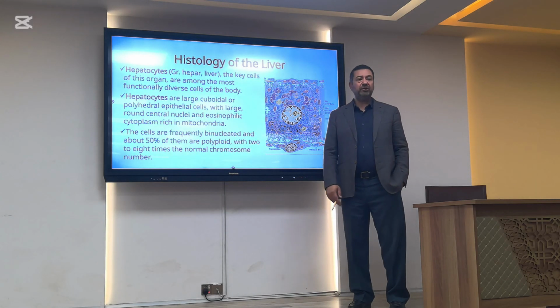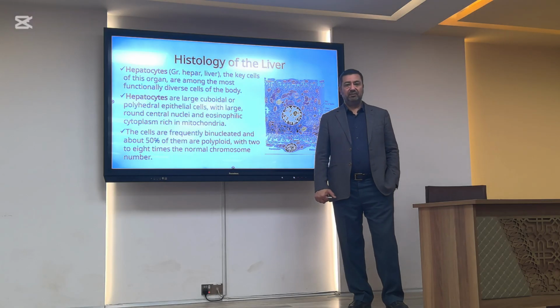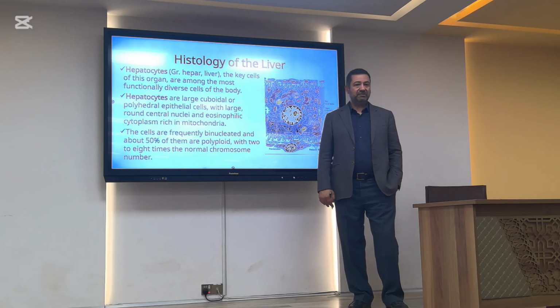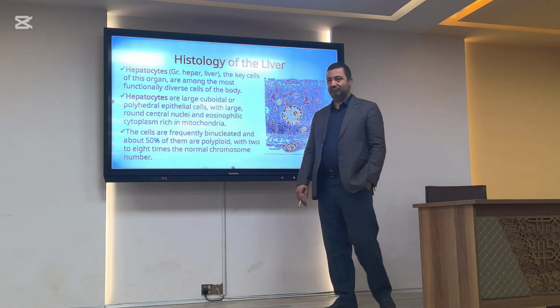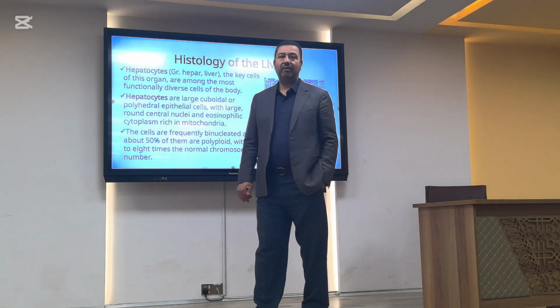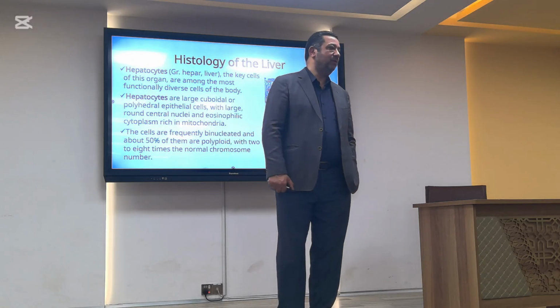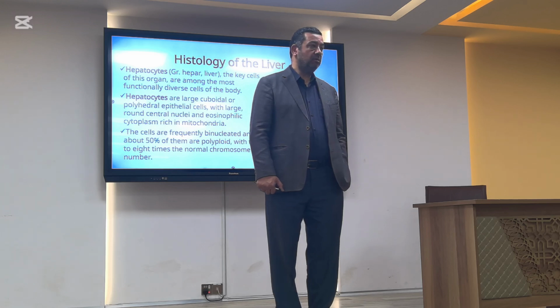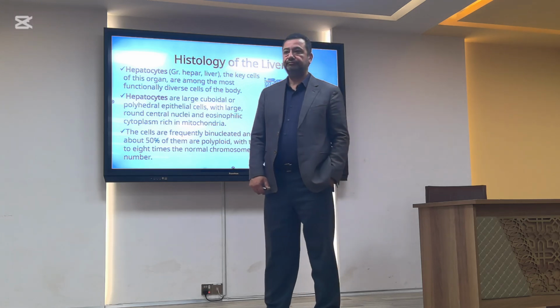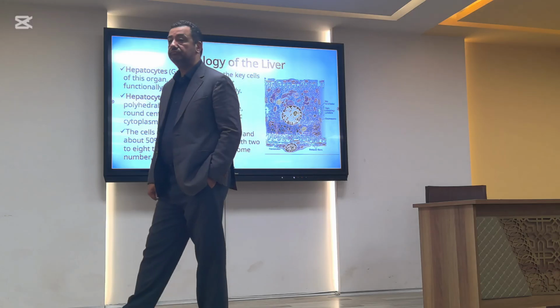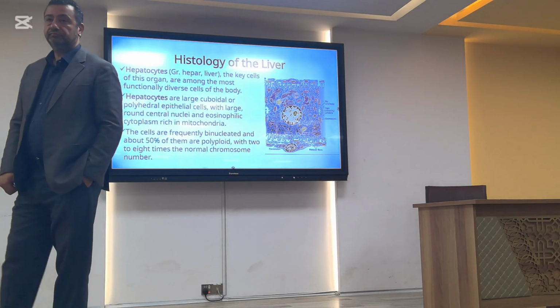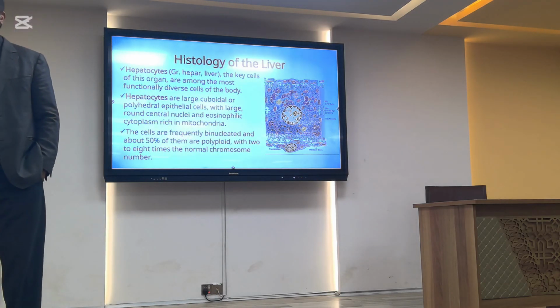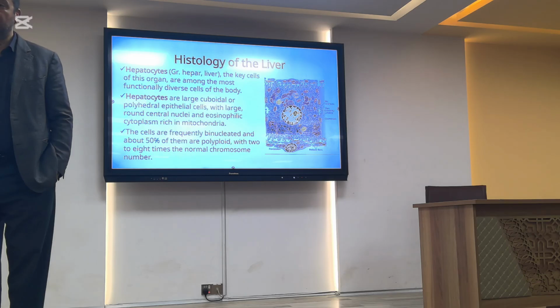What's the meaning of polyploid? A lot of color? Many shapes? A chromosome. Have a lot of chromosomes.